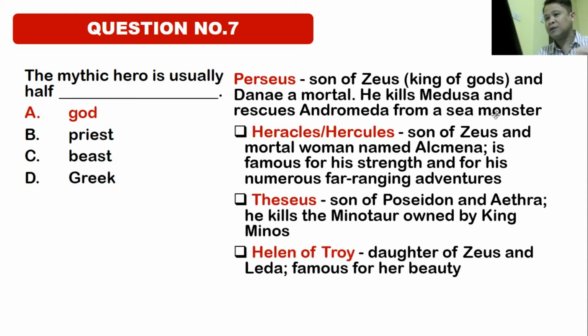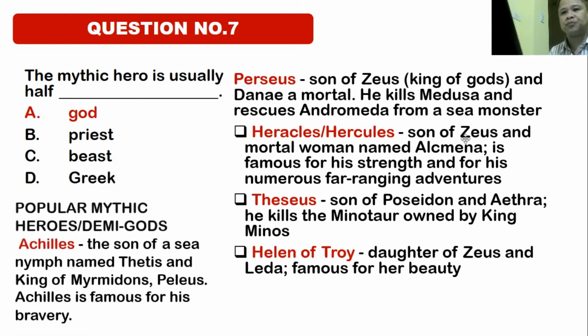So Perseus, Hercules or Heracles, Theseus, and Helen of Troy are demigods because one of their parents is a god or a goddess. Perseus, his father is Zeus. Hercules, also the father is Zeus. Theseus is the son of Poseidon, and Helen of Troy is the daughter of Zeus.